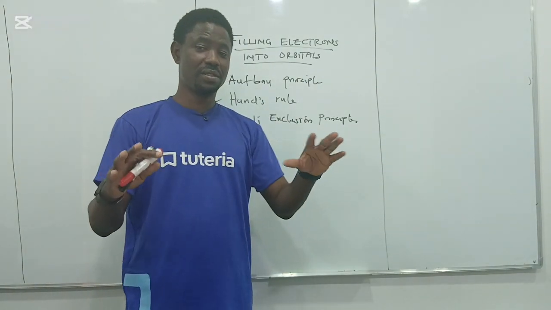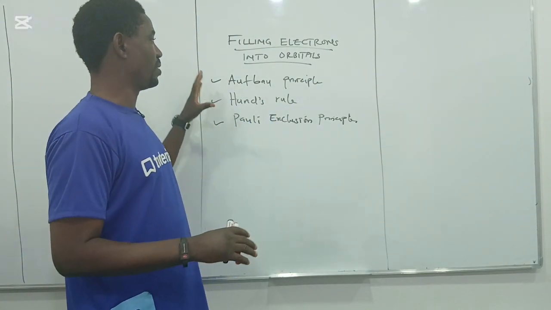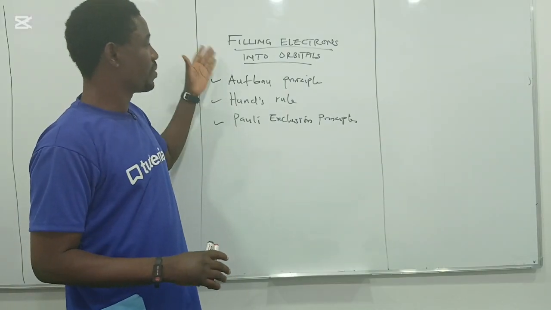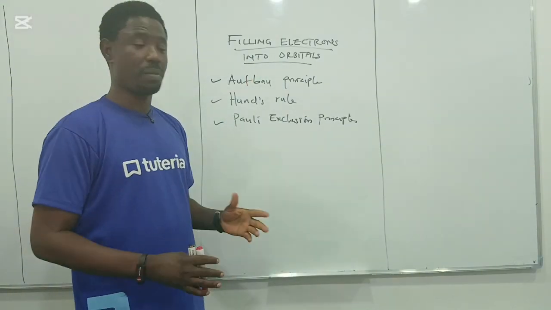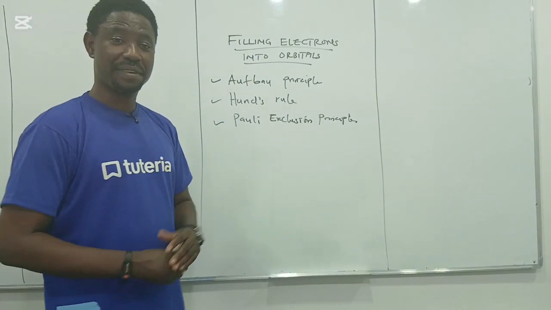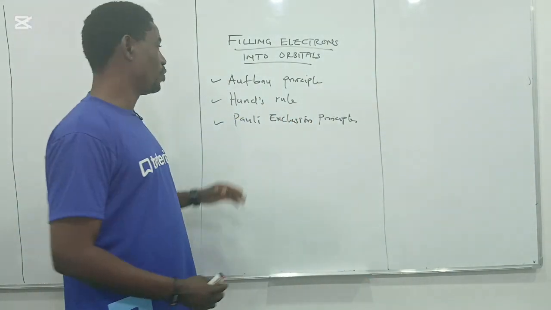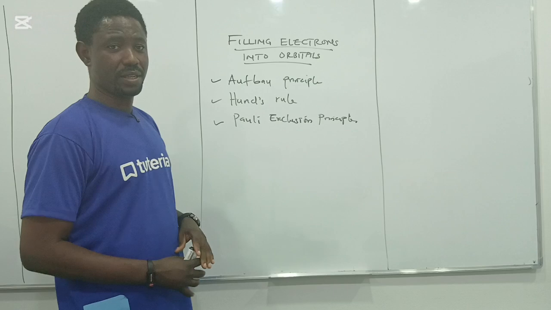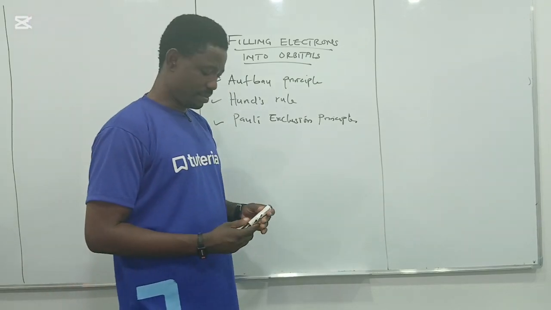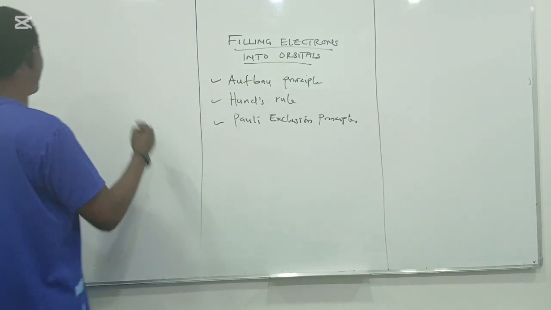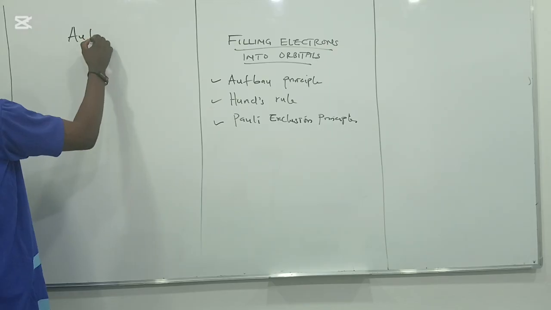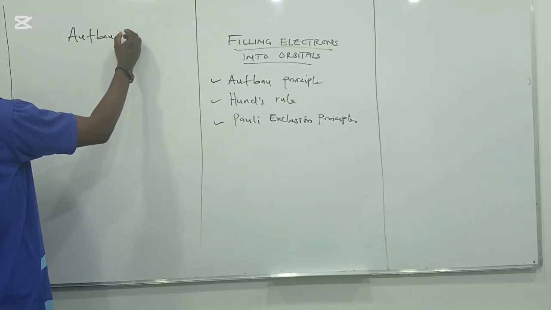But I'm going to be doing lots of things here, because if you find it difficult writing electronic configuration properly, especially of the first 30 elements from hydrogen to zinc, then you have issues with all of these. So we want to quickly start from Aufbau principle. Let's quickly get into it.